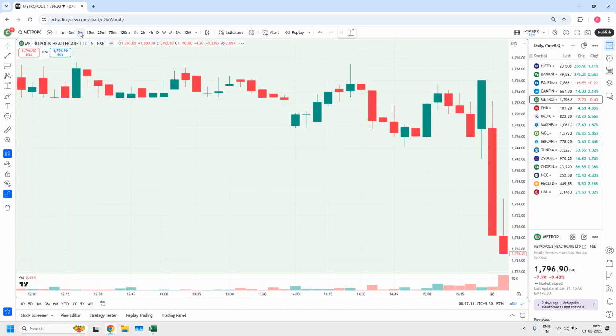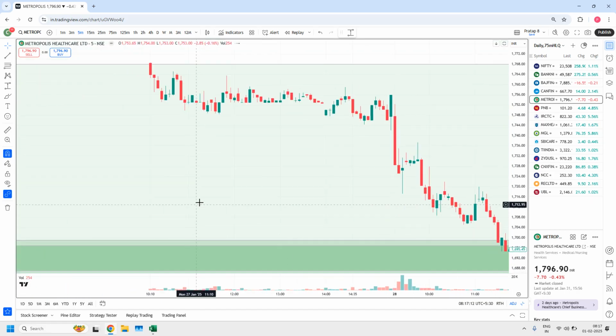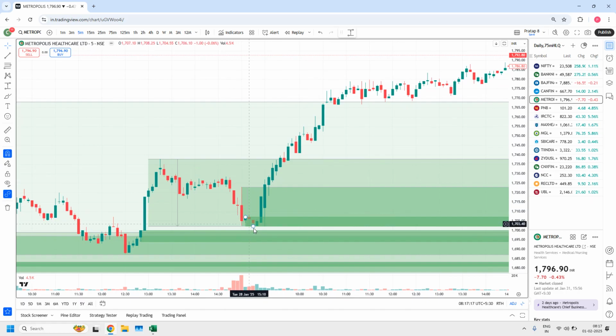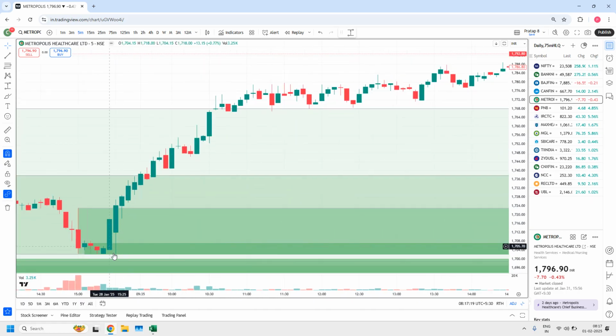Sorry, now I am in the 5-minute candle. Let me go to 3 minutes. Okay, this is 5 minutes. Drop base rally. Look into this 5-minute candle. Now go to the 1-minute time frame.